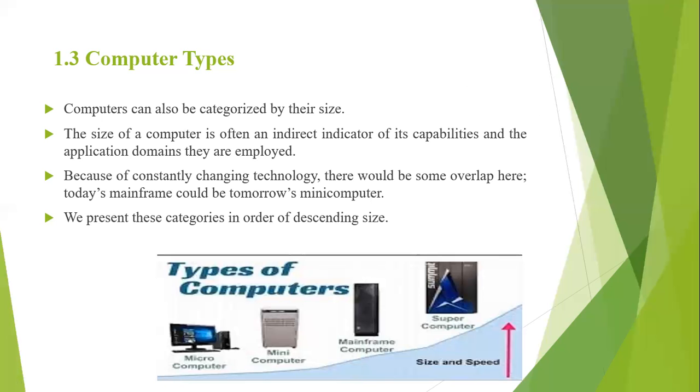As far as size is concerned, a microcomputer is smaller than a mini. A mini is smaller than a mainframe, and a mainframe is smaller than a supercomputer. Speed increases as we go from microcomputer to supercomputer. Size increases and speed also increases. We know the capability of a supercomputer. A supercomputer has multiple CPU cores. It definitely has a higher size and higher speed compared to micro and minicomputers.